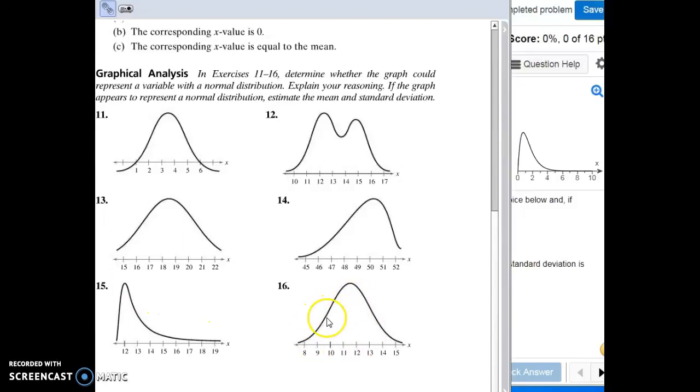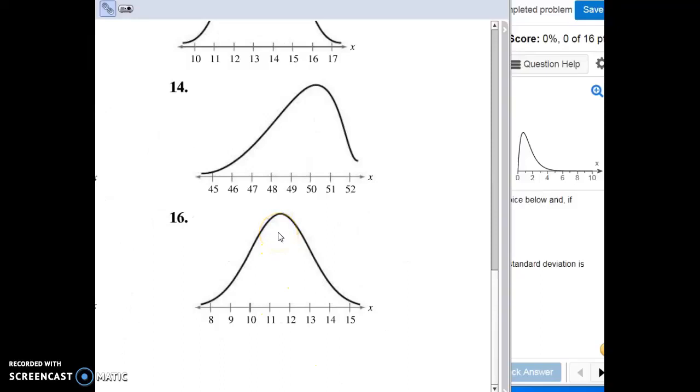This is our only example here of a normal distribution that meets all the criteria: single peak, symmetric, approaching the x-axis but never going below. And when you have a normal distribution, just looking at it, you can try to estimate the mean and standard deviation. The mean is the value right in the middle under the peak, so it's about 11.5 here. That's what it looks like. And the standard deviation is going to be that point where the inflection shifts.